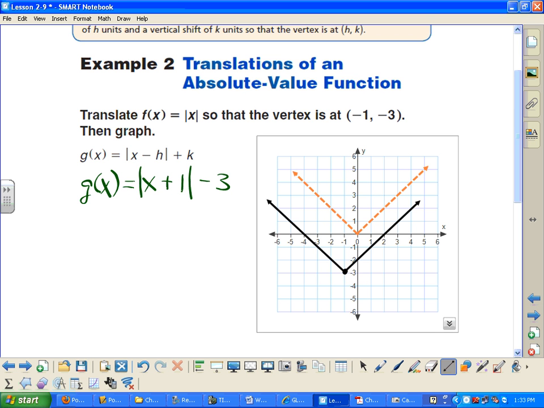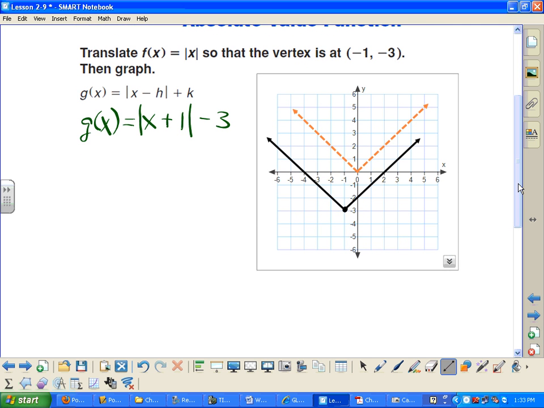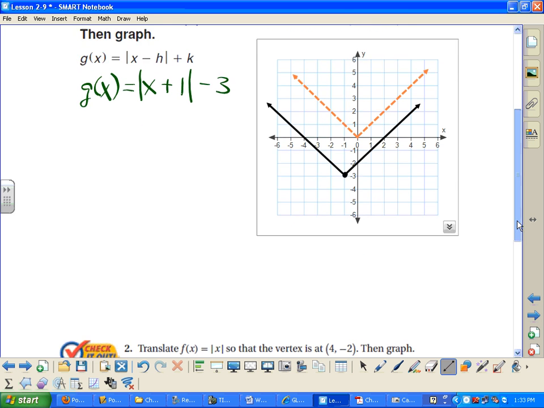We can see the lines are still parallel. They're just in different spots. So all we're doing when we know the vertex is putting the x coordinate in for h and the y coordinate in for k.